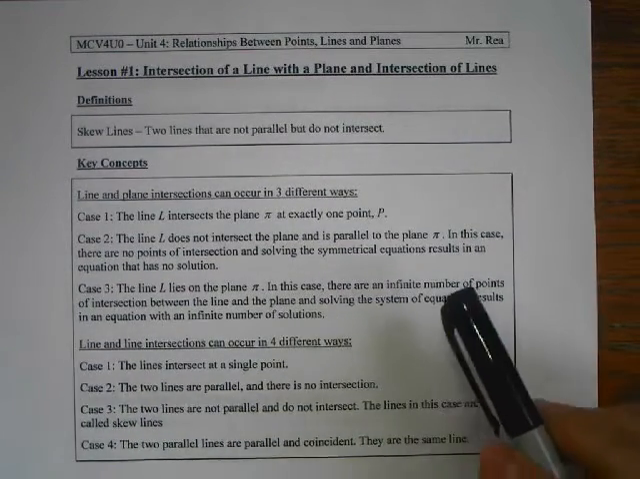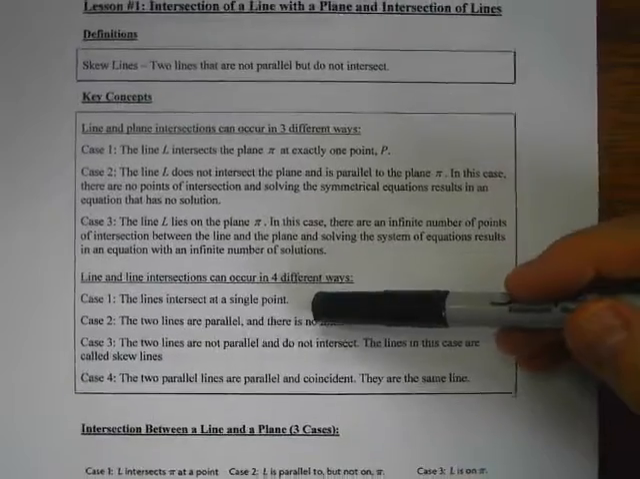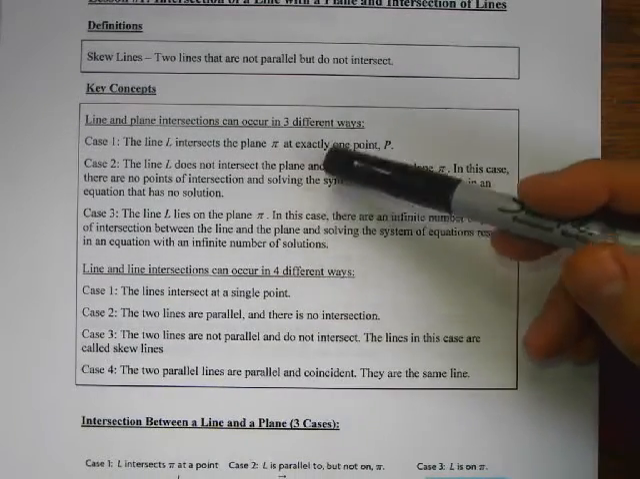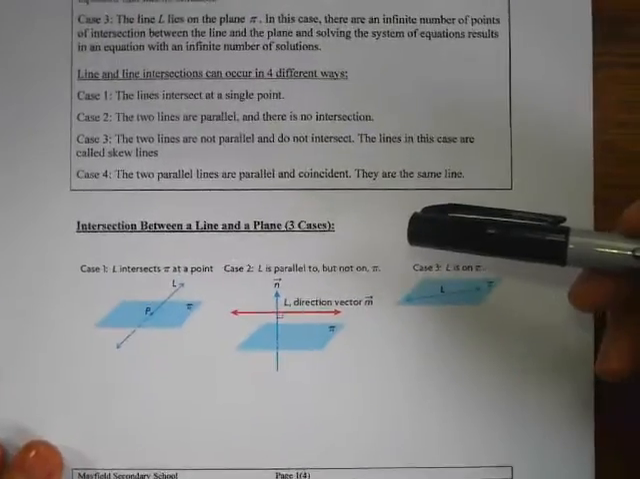So it's kind of like two separate topics here. We have a line intersecting with a plane, and then the other topic is a line intersecting with another line. We have the different cases listed here, but it's almost quicker to look at a visual representation of that.